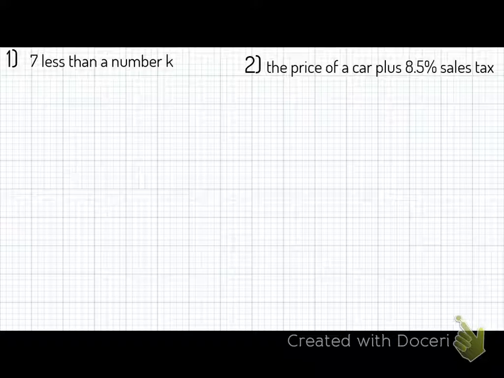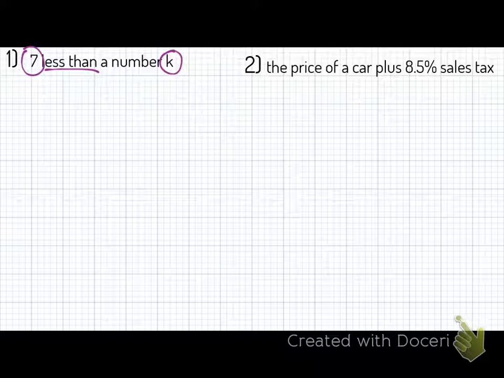So I'm going to do a couple of these, okay? And then you're just going to watch, and then we're going to talk, and then you're going to write these down. So number 1, 7 less than a number k. If I wanted to change this to math, the first thing I want to do is figure out if I recognize anything. I notice already that I see 7, k, and less than. 7 is a number, it's a constant, right? K is a variable. And then less than is one of my math words.